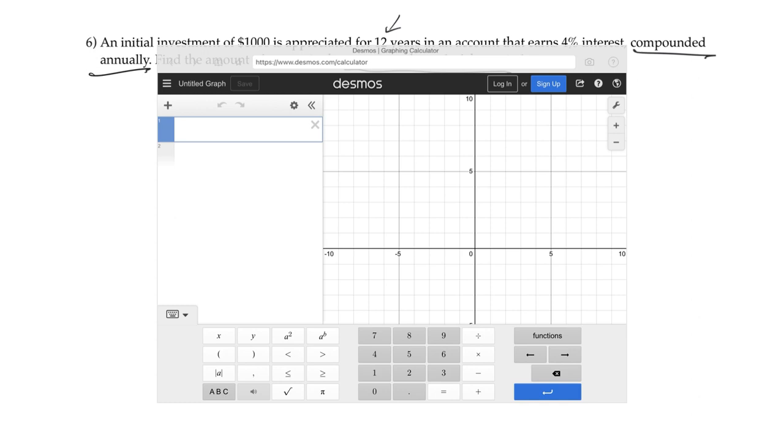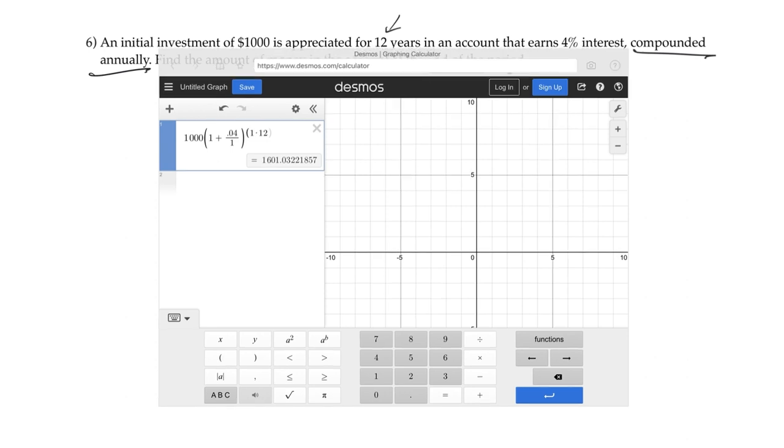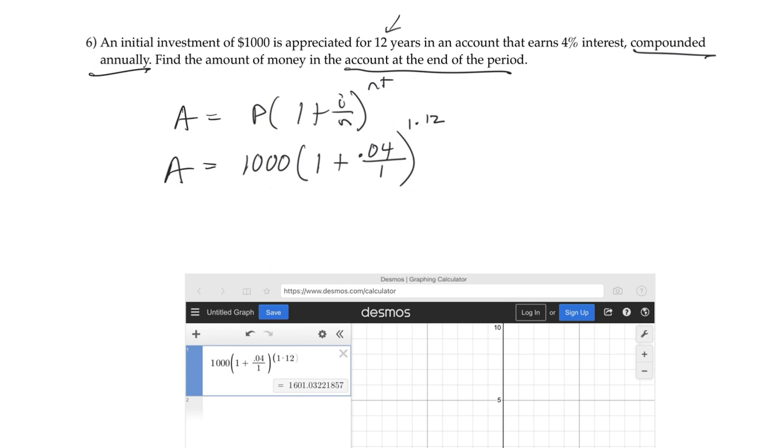Okay, it was 1,000, bracket, 1 plus 0.04 divided by 1, close bracket, to the, and then in brackets up there, it's just 1 times 12 years. There we go. $1,601.03. That's how much money you'd have in there.